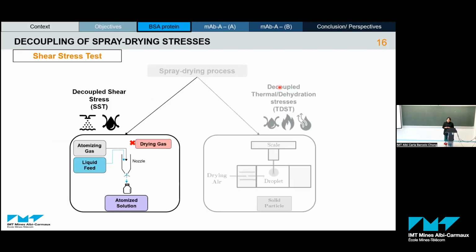Now, I will present firstly the shear stress test. For this test, what we did is use the setup of the classical spray dryer, and what we performed was the spraying of the liquid formulation without any drying gas coming into the drying chamber of the spray dryer. And finally, what we obtained here is a sprayed formulation in liquid state, ready to be characterized.